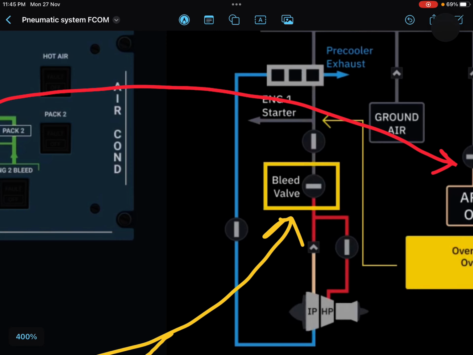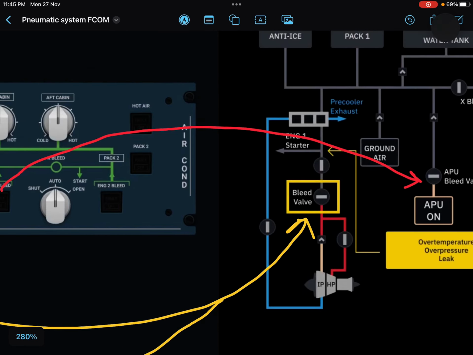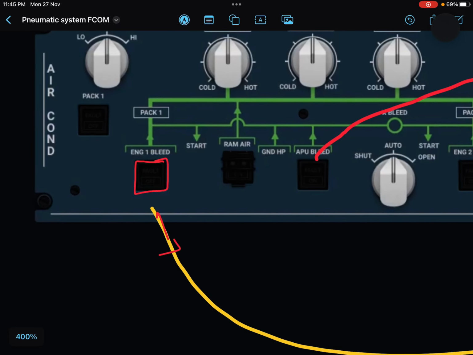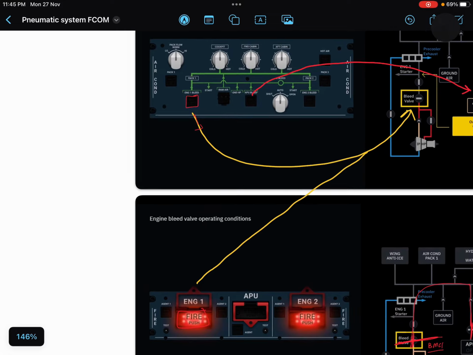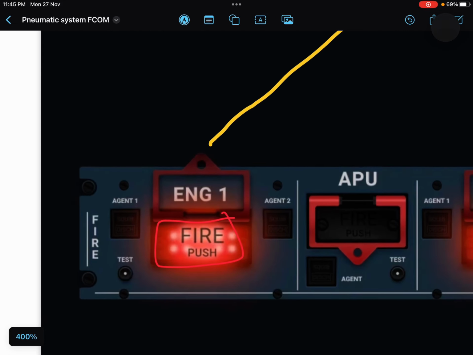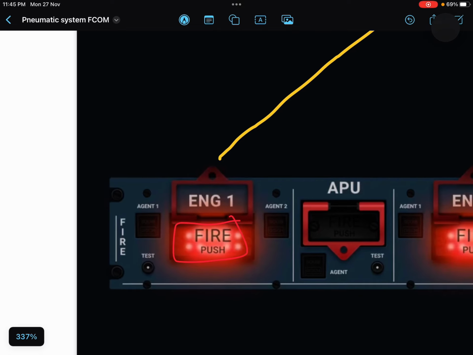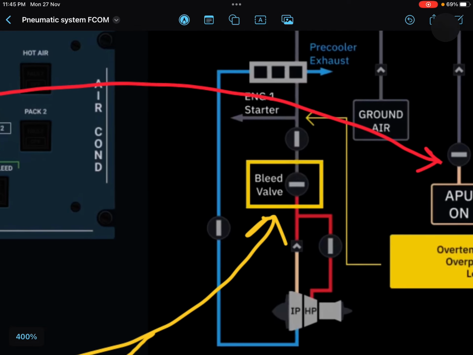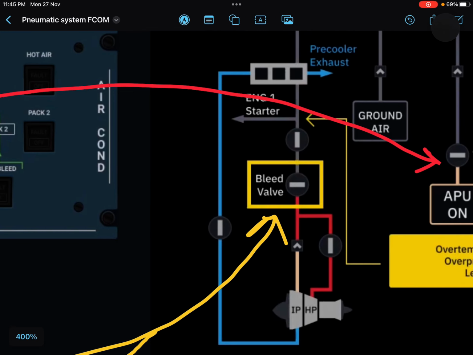One more point over here: how you can close this bleed valve with the help of this push button. Another one is, if you have pressed this fire push button handle on the fire panel for engine 1, it will also close the bleed valve, right? These are two manual electrical closures of this bleed valve.